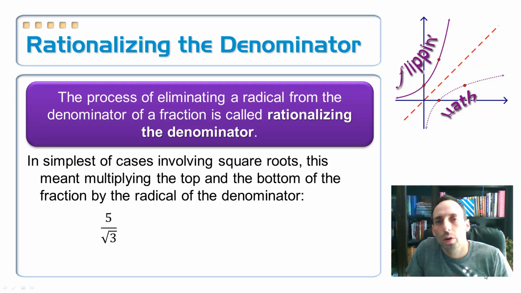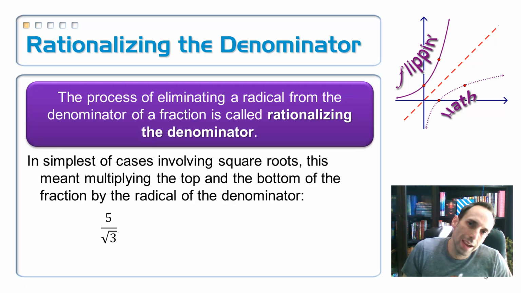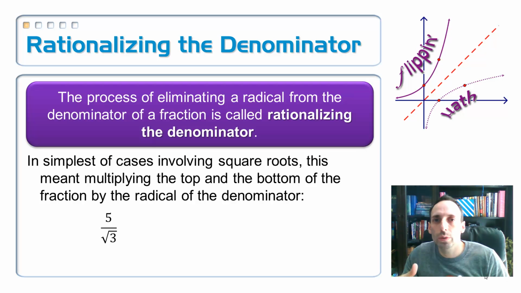Okay, so one of the rules whenever you have square roots, cube roots, fourth roots, whatever, to put it in simplest form, you can't have square roots, cube roots, whatever kind of roots in the denominator. So the process of getting rid of that radical in the denominator is called rationalizing the denominator. You're trying to turn the denominator, the bottom, into a rational number.